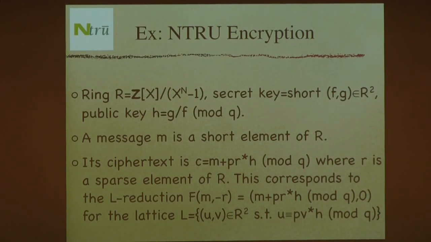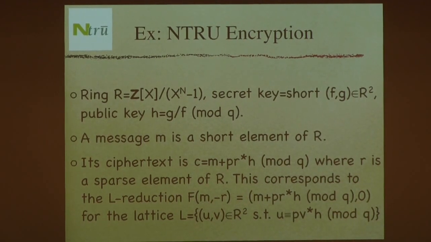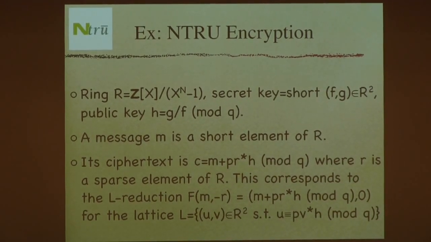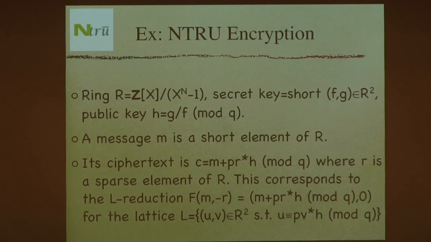So how does it fit into what I'm saying? Because there's already an f, I have to change my notation. Big F of m minus r is going to be this. And you can see that this is an L reduction function for this lattice, the lattice corresponding to polynomials satisfying some linear equation here. So even if you don't know it, this is a geometric interpretation of NTRU encryption.